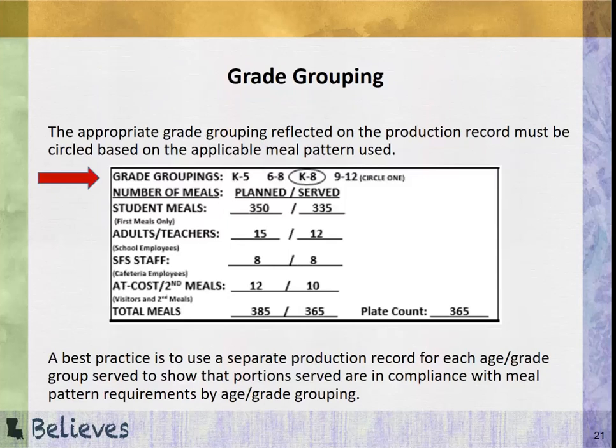In terms of grade groupings, those reflected on the production record must be circled and based on the applicable meal pattern used. The grade grouping served at this school is K through 8, which indicates the meal pattern and serving sizes used for meals. If high school is also served at the site, a 9 through 12 production record would be kept separately for that meal in order to document that the correct menu components, items, and serving sizes were provided. Overall, it is best to use a separate production record for each age grade group, although it is not required.